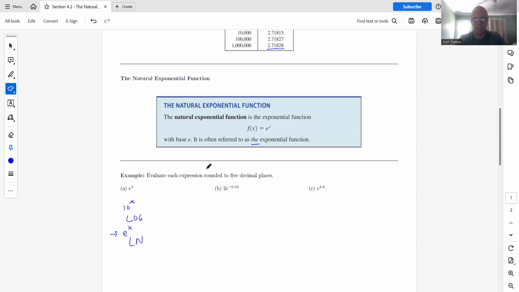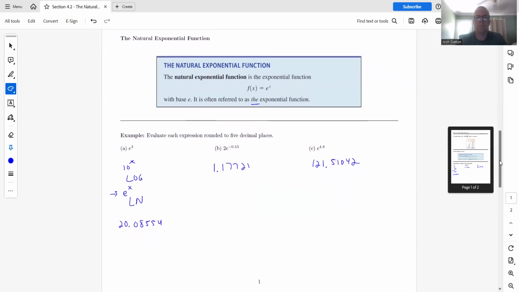And so when you do e to the third, and I put these on here just in case you haven't seen this, you can make sure that you know how to do these. So e to the third is 20.08554. e to the negative 0.53 is 1.17721. And then e to the 4.8 is 121.51042. So no reason to do that other than make sure that you know how to calculate these. Nothing too tricky, but it is something you want to make sure that you know how to do.